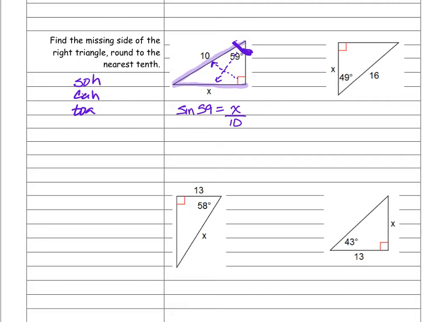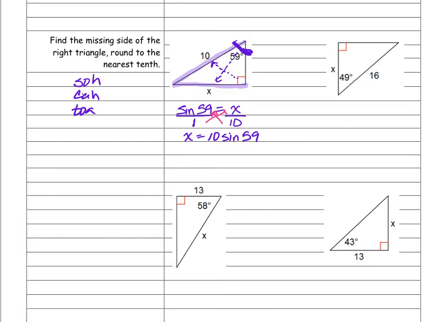Okay? So I have a fraction equaling a fraction. So how do I change sine of 59 into a fraction? Well, I put a 1 underneath it, right? I can change anything to a fraction by putting a 1 underneath it. Now, how do I solve this? Well, I'm going to cross multiply. So I'm going to take x times 1, and I get x. And then I'm going to take 10 times the sine of 59. And I'm just going to put that into the calculator. So I'm going to do 10 times sine of 59.